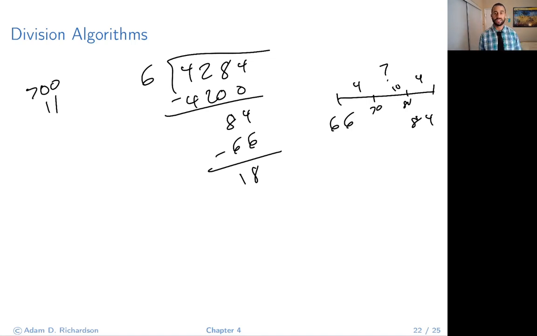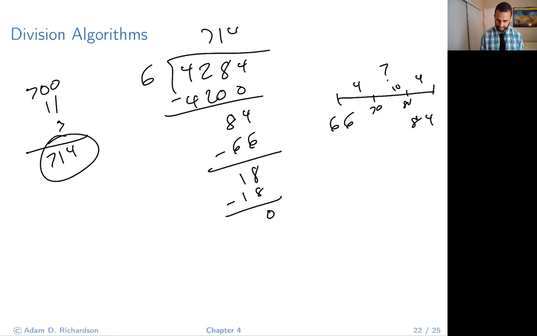Now, how many 6s fit inside of 18? 3. Wow, I got lucky. I actually picked a number that's divisible by 6. How nice is that? So this is going to give us 714. There we go. And that's the expanded algorithm. So the answer is 714 in the end. And again, notice that it doesn't really matter where I write anything. It's all about using the numbers, not the numerals.